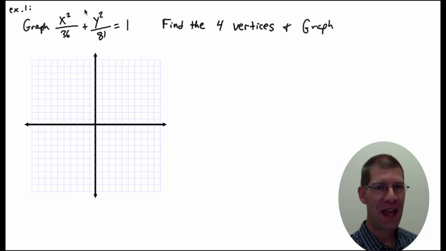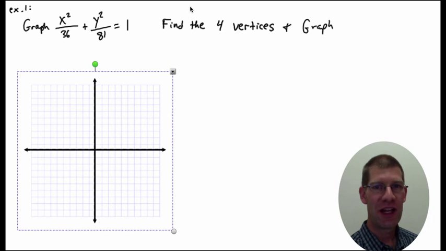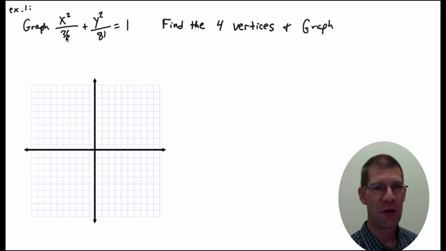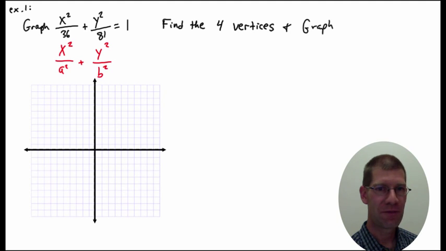Okay, so if we have to graph this, one good place to start, especially until you get good, is to write out that general equation right underneath the equation they give you. So x squared over 36, that's the same as x squared over a squared. y squared over 81 is the same as y squared over b squared. So now if we want to find the four vertices, they are going to be the four endpoints, the maximum and minimum on the x-axis, the maximum and minimum on the y-axis.